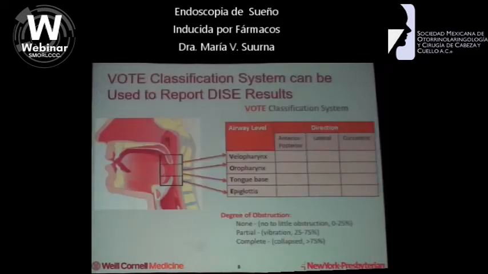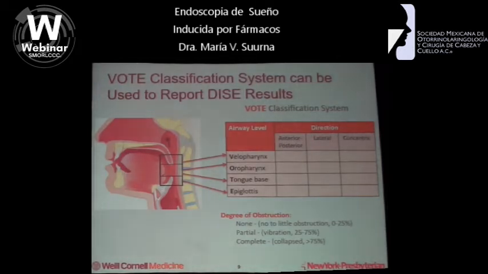So there's different ways of looking at how the airway obstructs, and there's different grading scales that have been proposed, but this is the one that I use, and I think this is the one that's being used by a lot of people across the world. It's the VOTE classification system, and VOTE stands for V, velopharynx, O, oropharynx, T, tongue base, and E, epiglottis. And this is a little bit of a subjective way of looking at the airway, because it's really dependent on the person who is performing it.